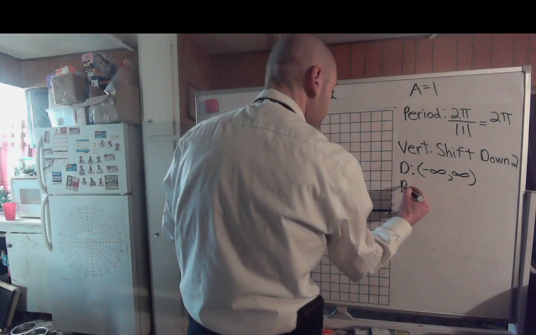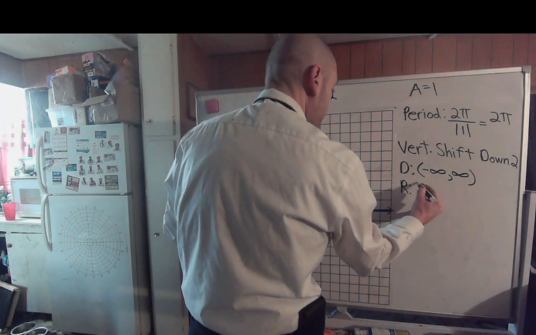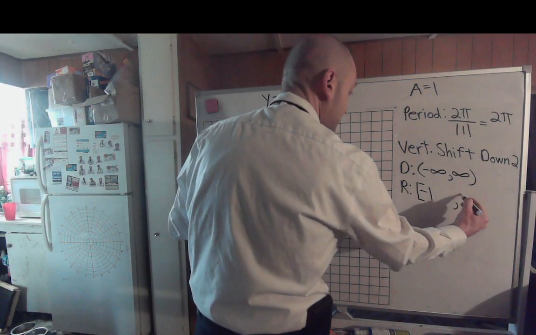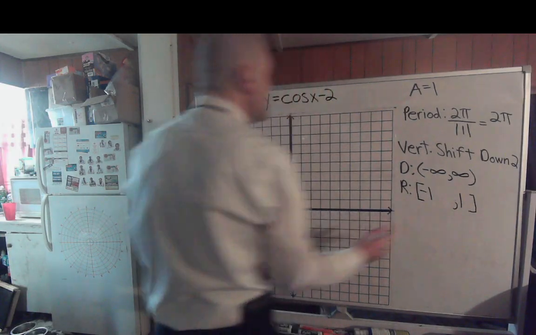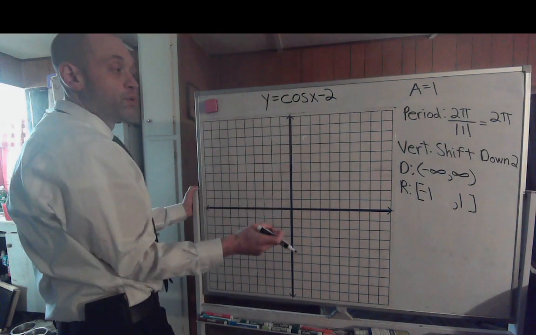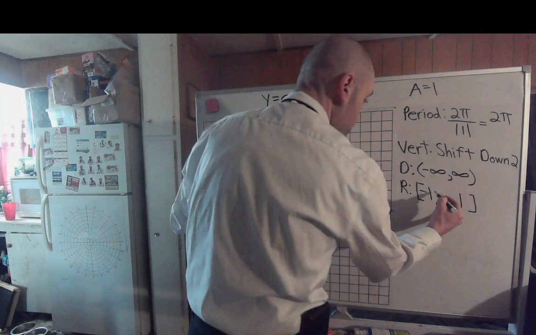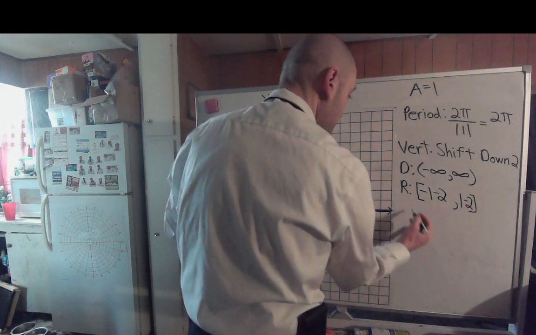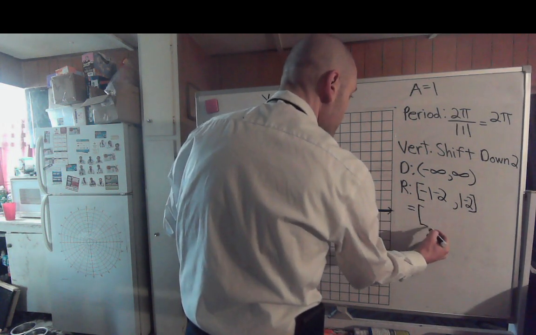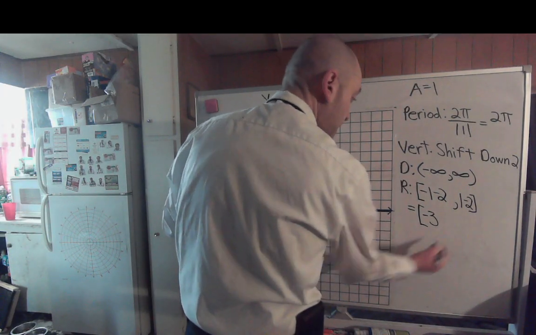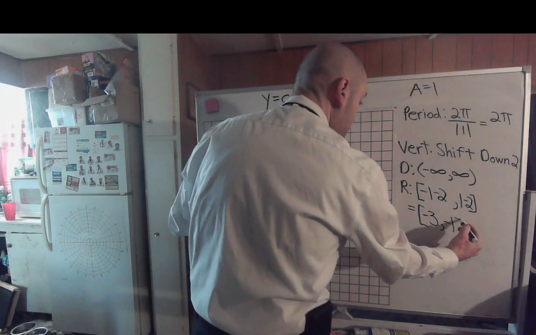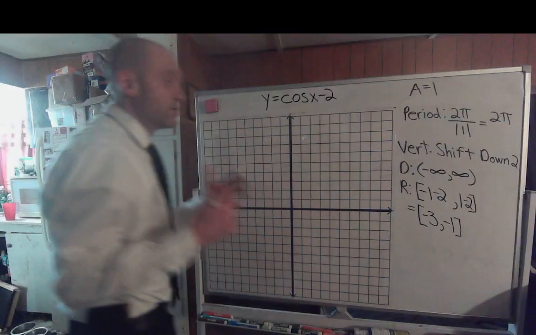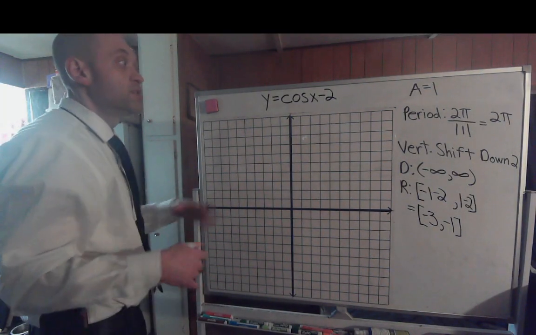But what about your range? Your range for the cosine, again, is normally negative 1 to positive 1, right? But we have that minus 2 for the vertical shift, so your range will be negative 1 minus 2 to 1 minus 2. So that means your new range is going to be negative 3 to negative 1. So your range is now negative 3 to negative 1. That'll be your new range. So now let's go ahead with all this information.